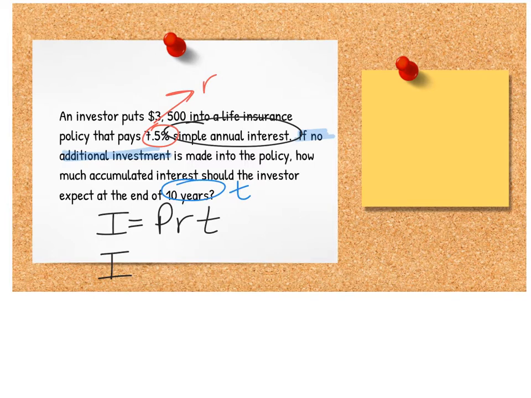The biggest things that kids confuse are principal and interest, because they both have money signs. They're both money. Principal is the money you start with. Interest is the money you earn. This says I'm putting $3,500. That's my principal, because that's what I'm starting with.